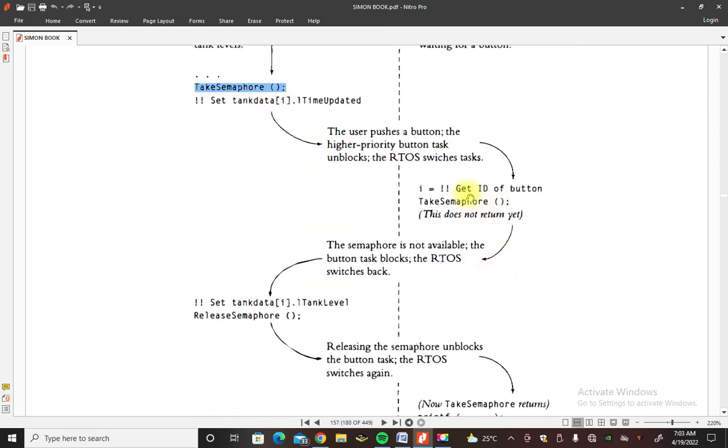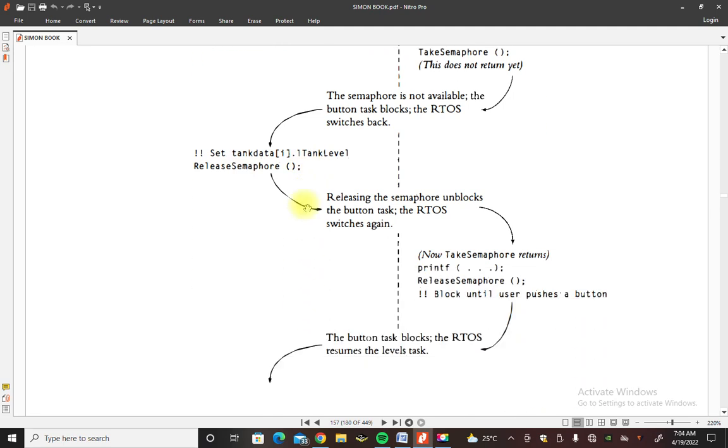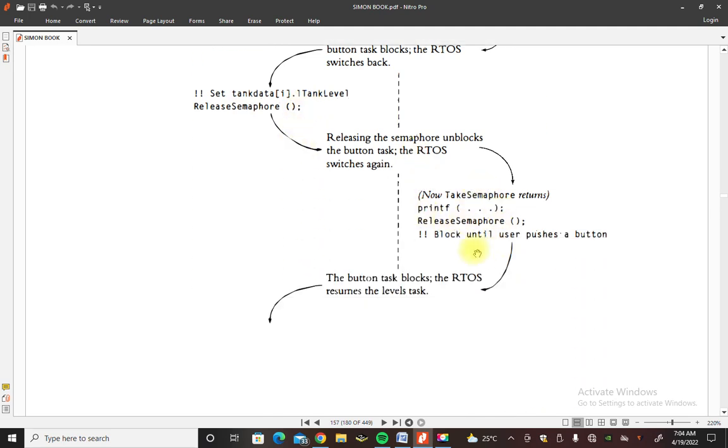So it will try to take the semaphore. There is no semaphore because it was already taken by the lowest priority task. So the semaphore is not available. The button task blocks and the RTOS switches back. Again it updates the second temperature, and then it releases the semaphore. Soon after it releases the semaphore, it goes back and completes all the particular activity, compare temperature or printing, something like that, and then it will release the semaphore.